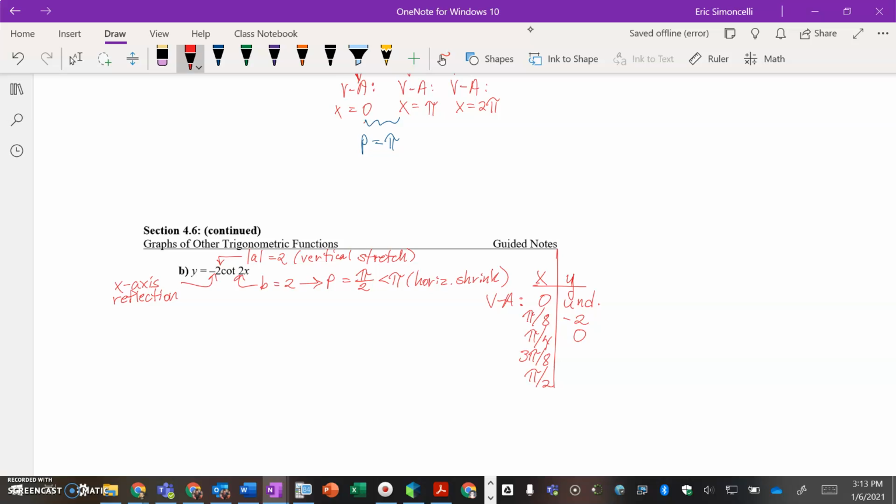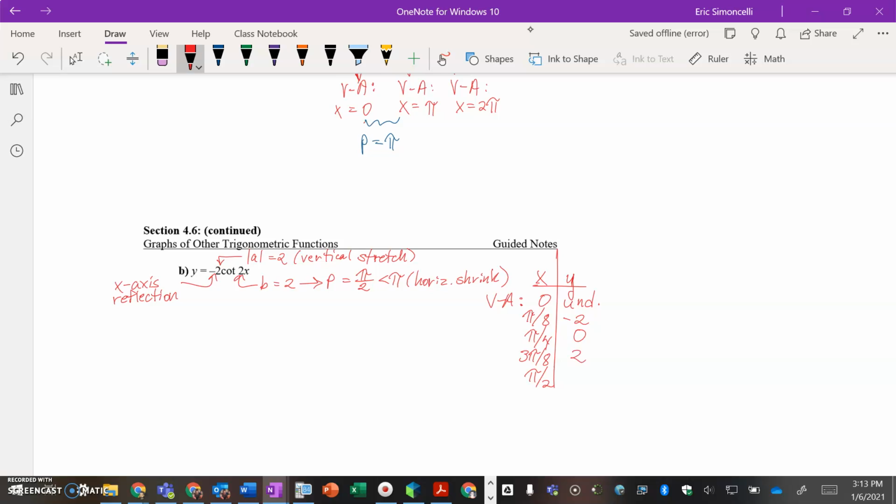2 times 3 pi over 8 is 3 pi over 4, the cotangent of which would be cosine of that angle, which is negative root 2 over 2, divided by sine, which is root 2 over 2, and that ends up being -1. Times -2 is simply 2.